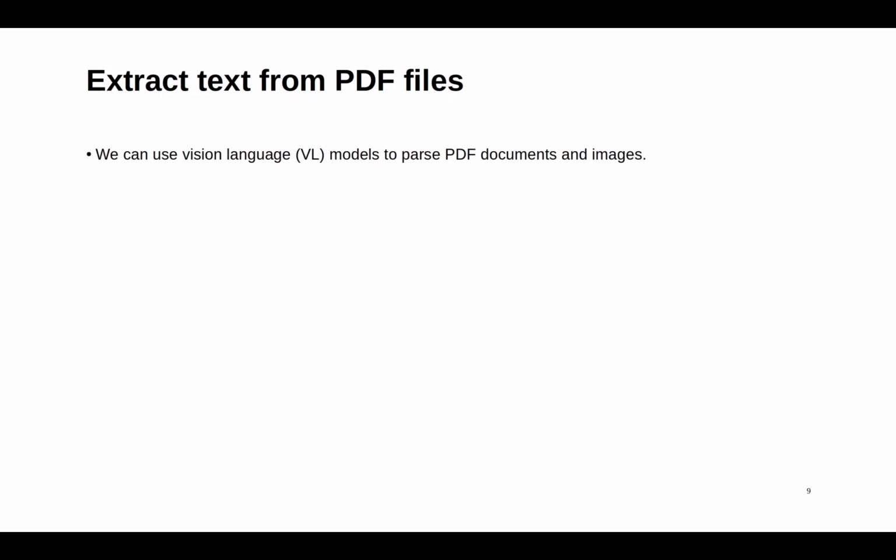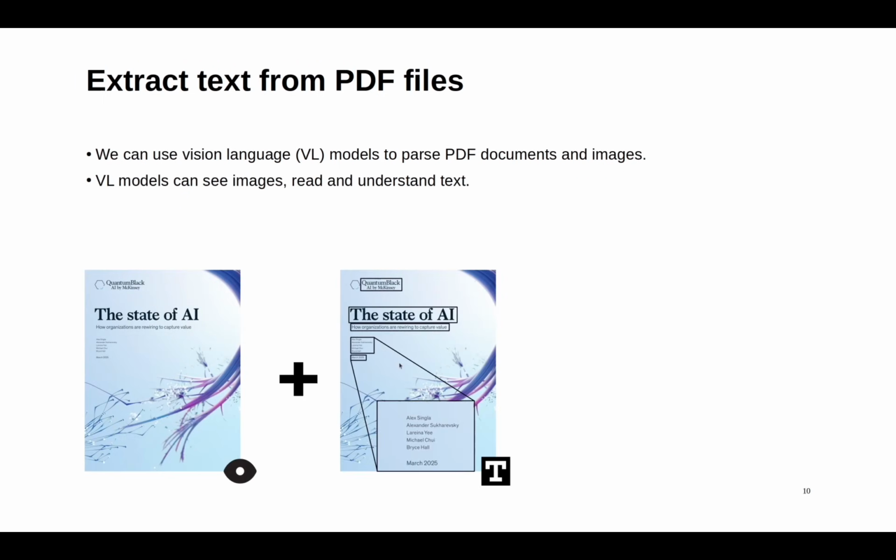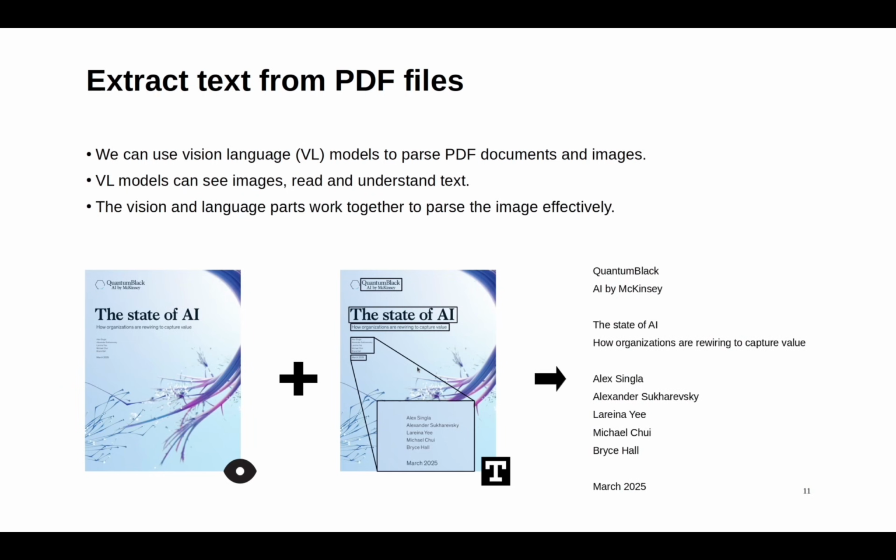So, if we shouldn't use these libraries to parse PDF documents, what should we use instead? The answer is vision language models. VL models can see images, read and understand text, and combine both abilities to parse an image effectively. This time the output is perfect. The structure is preserved, and the model even extracted the non-selectable text.